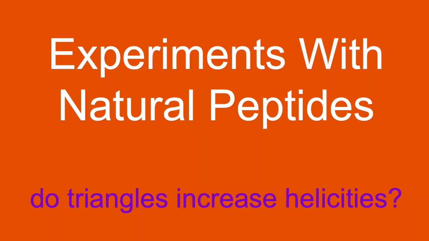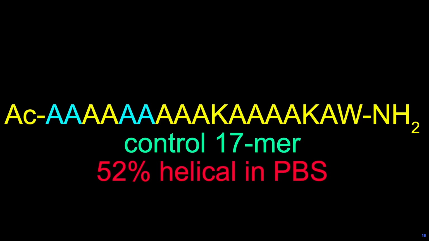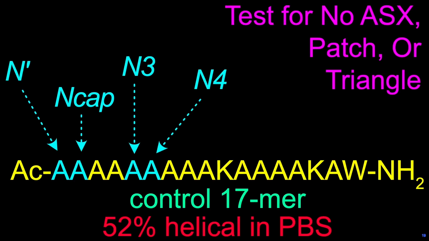To test the relevance of this packing feature, we first of all did experiments with natural peptides, and we chose 17mers of this form because they were about 50-50 helical and not helical in PBS. And the 4 critical residues are shown in blue here. We can change these 4 residues in systematic ways to introduce different motifs around the N-terminus of the helix.